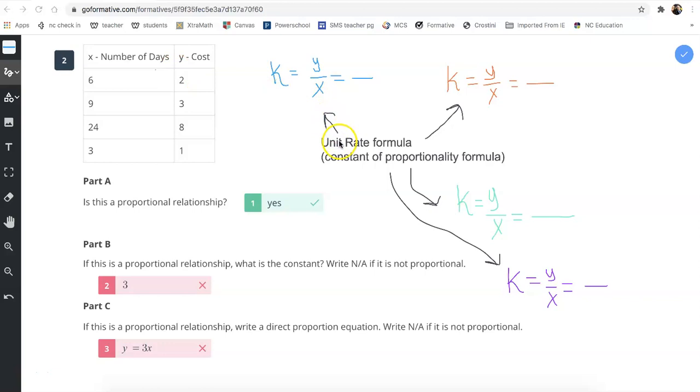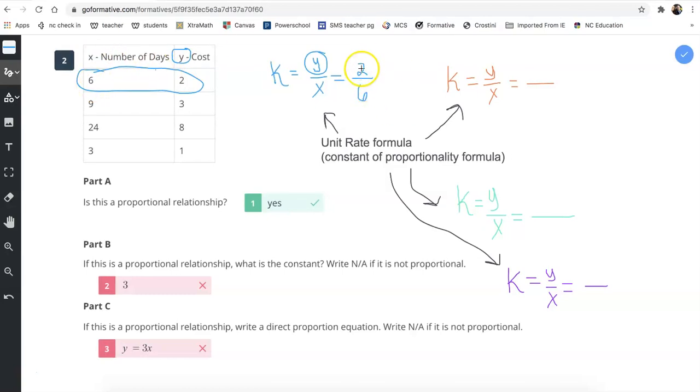So I went ahead and wrote out the unit rate formula multiple times in different colors. And what I'm going to do is take each point and plug it into the formula. So this x, y value is 6, 2. So 6 days and the cost is 2. So maybe $2, it doesn't say. So I'm going to fill in for y. The y value is 2 and the x value is 6.